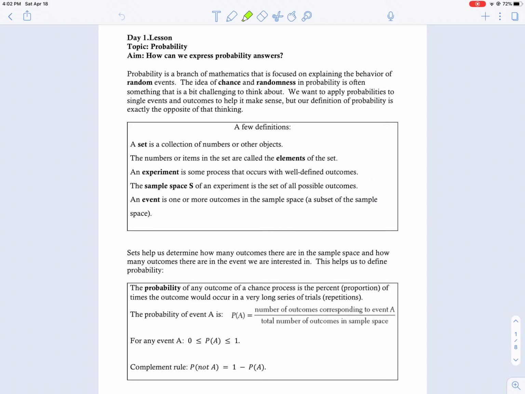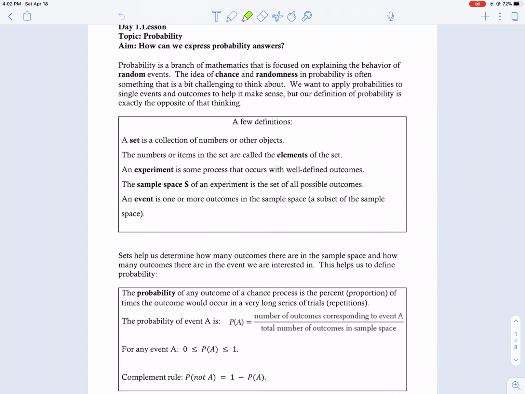Hi everybody, here is your first lesson on probability, and it's still kind of a review. I gave you that review sheet on Friday just to start a little warm up of 7th grade. 7th grade was the last time you guys saw probability. So we're just going to talk today, again, very basic, about how we can express probability and their answers.